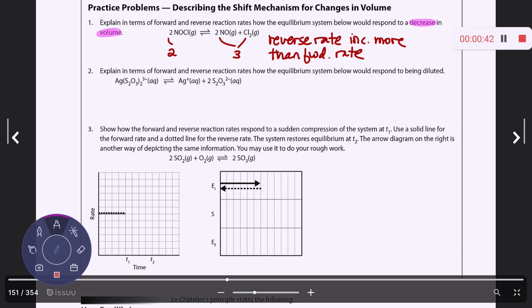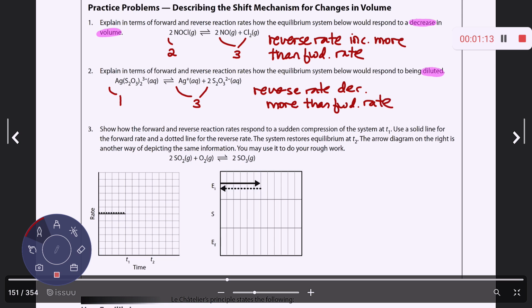For number 2, we want to know what happens if we dilute this. So if you dilute it, the rates will both drop. Agreed? So since I've got 1 particle on the reactant side and 3 on the product side, which one will respond more? Reverse rate. Yeah, so the reverse rate will decrease more than the forward rate.